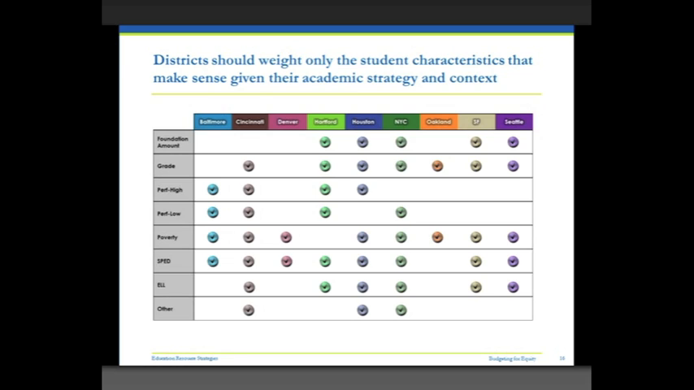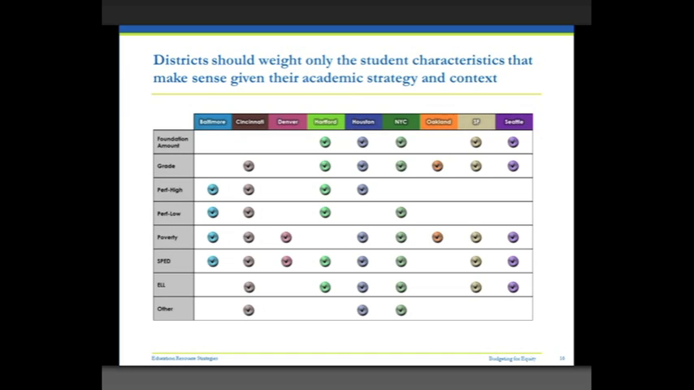And New York City was one of the first districts to weight incoming academic proficiency. They give schools more money when the student is coming in way behind, and schools keep that money throughout their stay in that school, giving the school theoretically an opportunity to catch up with those kids.